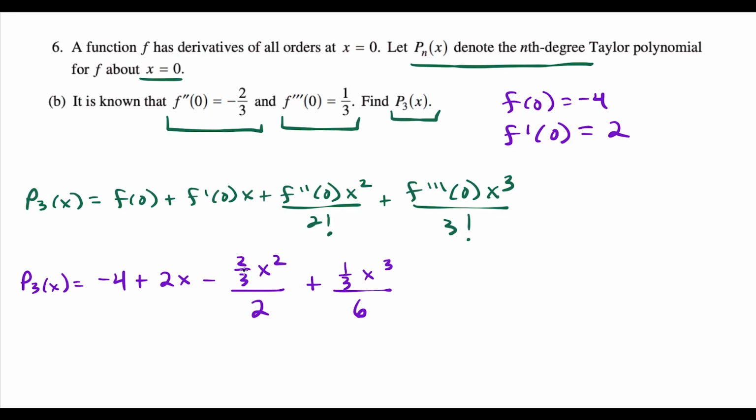So technically I could just leave my answer like this, but if you want to see the simplified, this is going to be negative 4 plus 2x, and then 2 over 2 would cancel, so I'd have minus 1/3 x to the second, and then 1/3 divided by 6 is 1/18. So I have plus 1 over 18 x to the third. So here's our third degree Taylor polynomial.